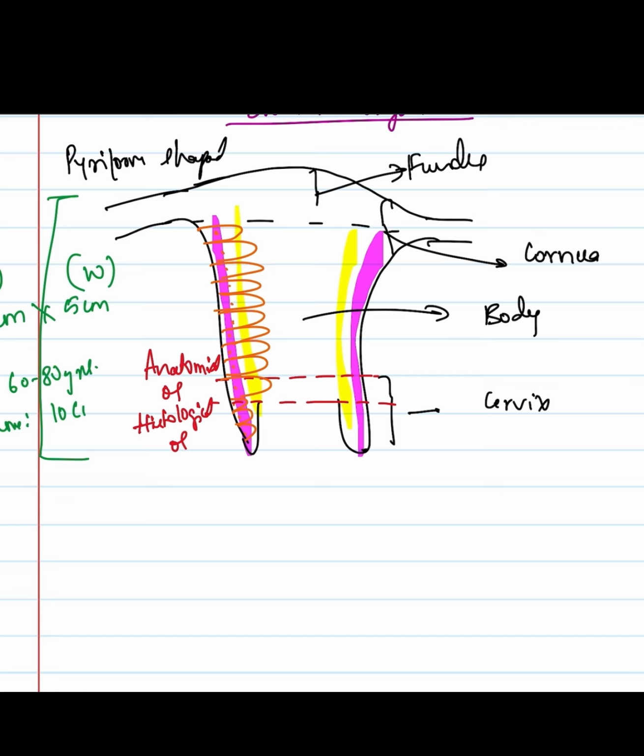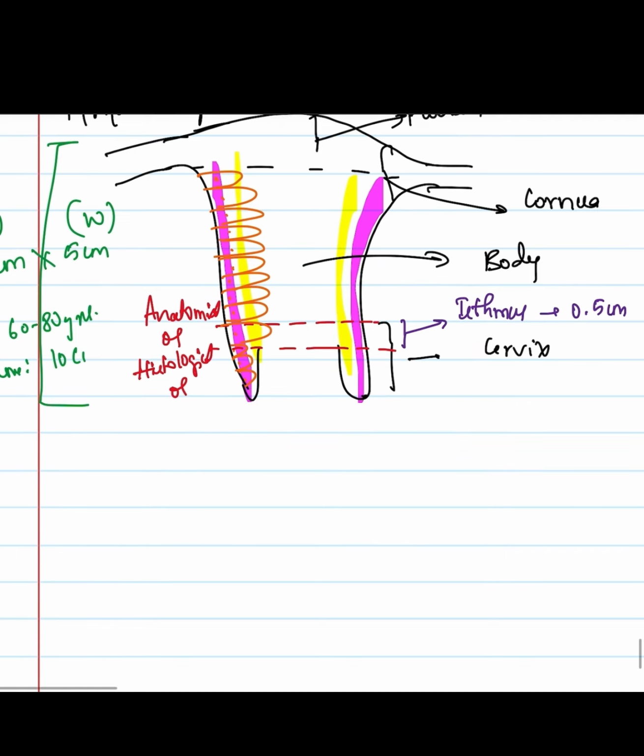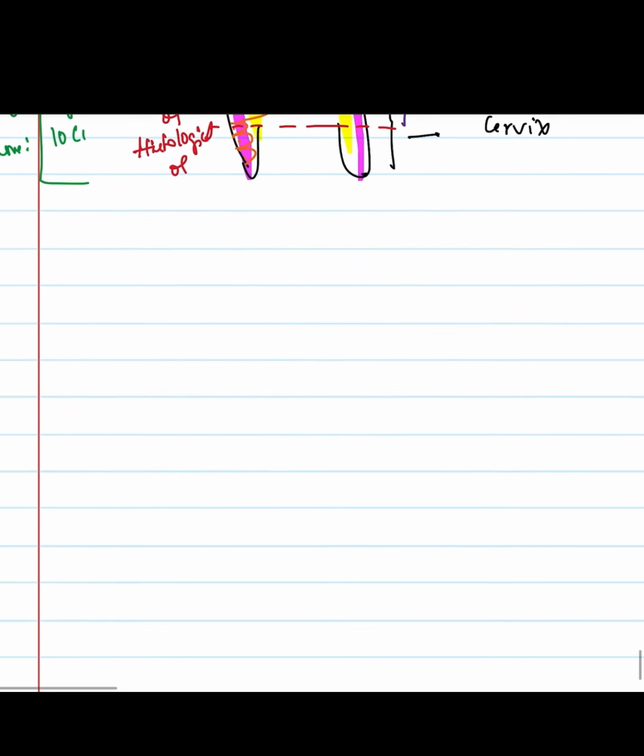So the area between your anatomical os and histological os is your isthmus, which is around 0.5 centimeter. Understood? So this is about the uterus. I divided it into fundus, cornua and body. Now let's see what is this anteversion and anteflexion.